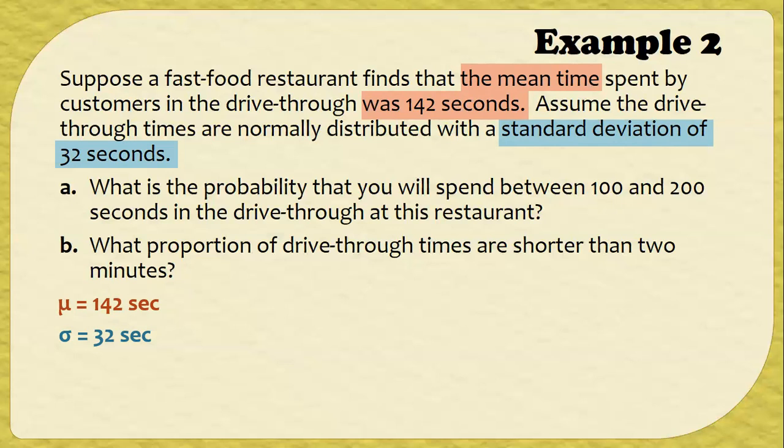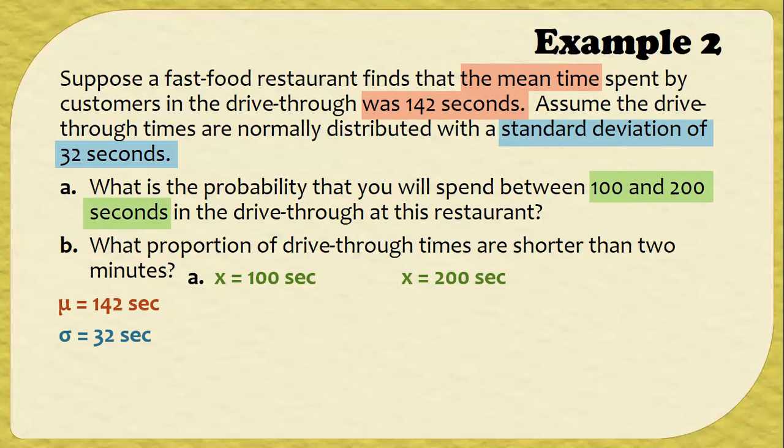Okay, did you try out part A? Let's see how you did. So first I want to identify the X value. In the last example, the X values were lifetimes of refrigerators, but for this problem, it's about the time customers wait in the drive-through line. So in this case, we're looking at 100 and 200 seconds. So again, we have two numbers here, so that's going to give us two values for X. We have 100 seconds and 200 seconds.